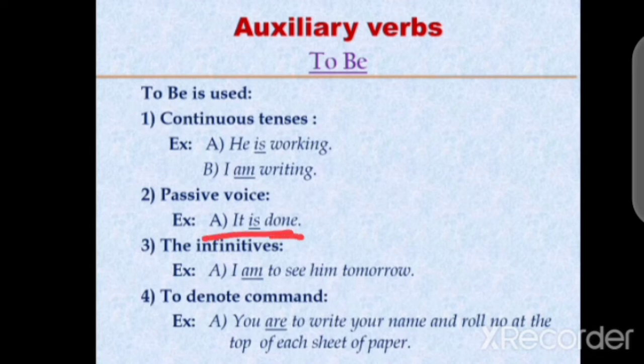Next rule, be followed by the infinitive is used. For example, I am to see him tomorrow. Here the words to see are the main verb which come with the infinitive and the word am is an auxiliary verb. Next rule, the auxiliary verb is used to denote a command. It means ordered. For example, you are to write your name and roll number at the top of each sheet of paper.